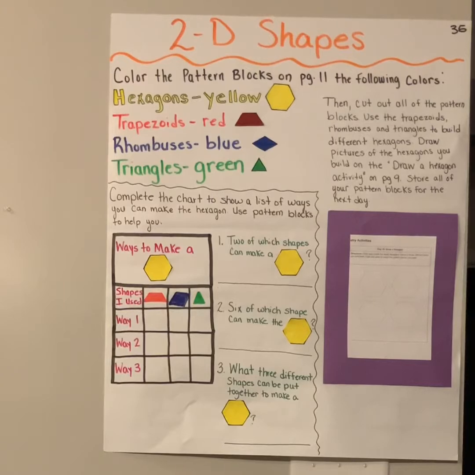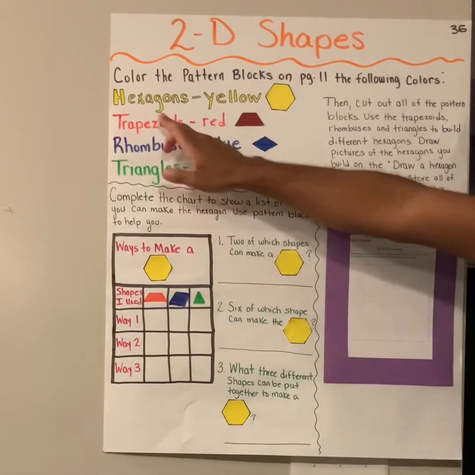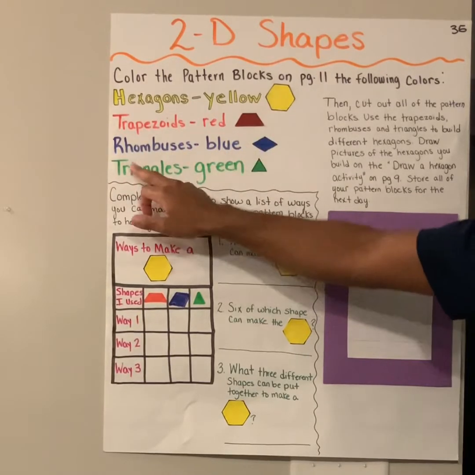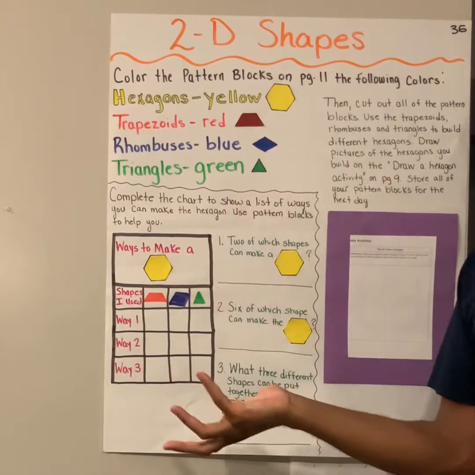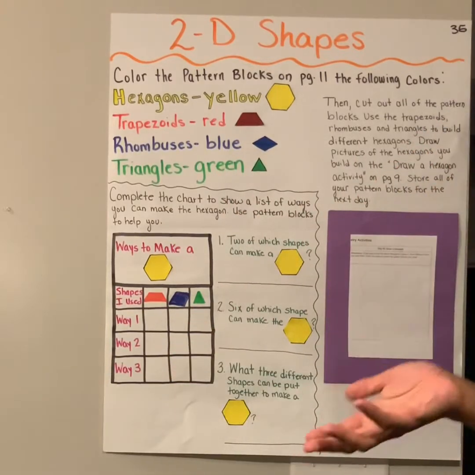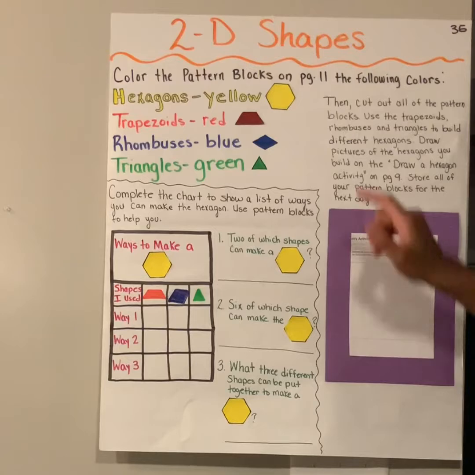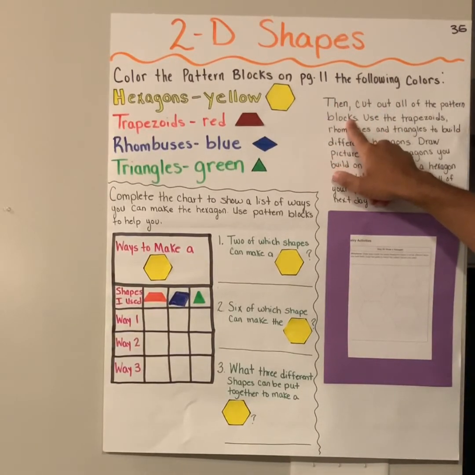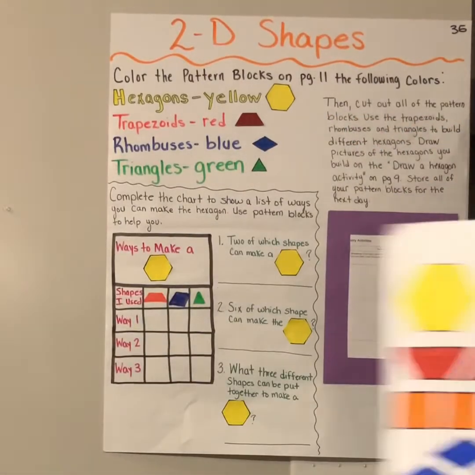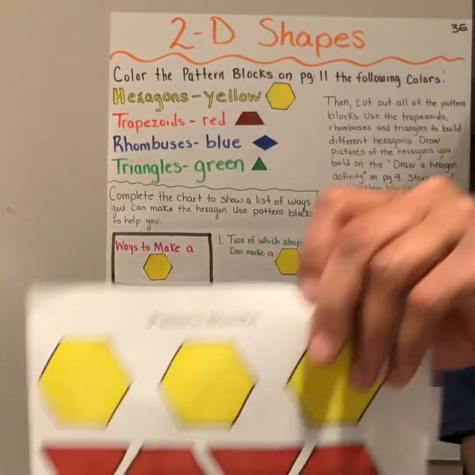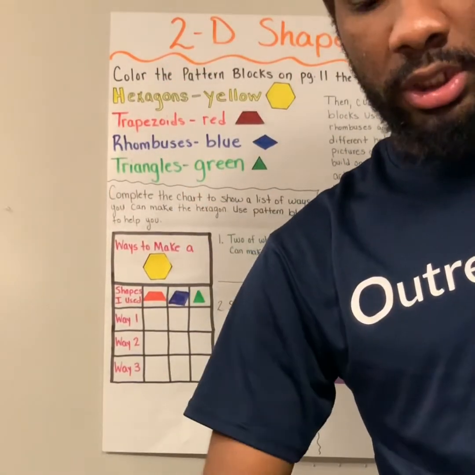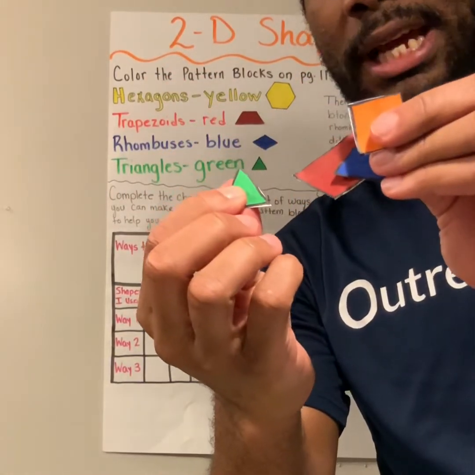And now we're going to read the directions. So it says hexagons are going to be yellow, trapezoids are going to be red, rhombus are going to be blue, triangles are going to be green. And of course, squares are going to be orange, although they don't give you that information. So the directions say, then cut out all of the pattern blocks. So you're going to cut out all of these right here, like individuals, okay? You're going to cut out every single last one, okay?